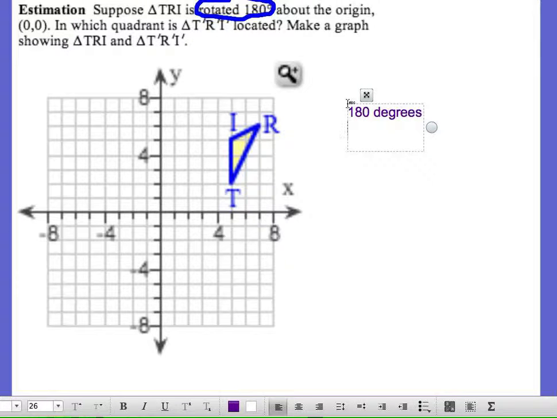So we look at T. T is at 5, 2. That means 180 degrees at T prime would be -5, -2.